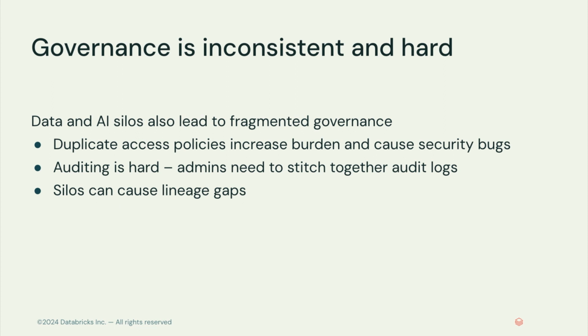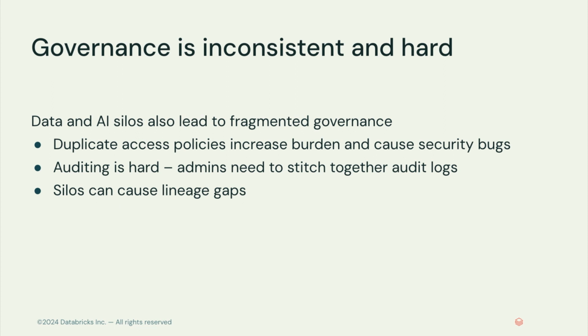So in addition to this, silos also lead to fragmented governance. If you have data and AI assets separated in different systems, now administrators will have to duplicate their access control policies across both of them. They need to keep them consistent. And that increases the burden, and it can also cause security bugs if the policy is inconsistent. Auditing is also hard because each system comes with its own audit logs, and the administrators have to stitch together all the audit logs to get a complete picture of the system.